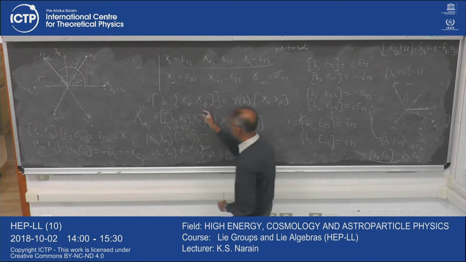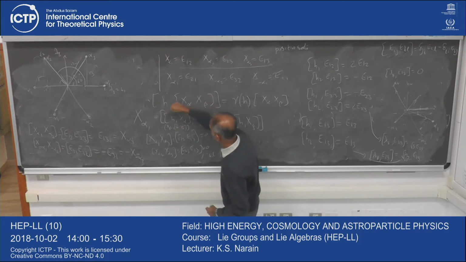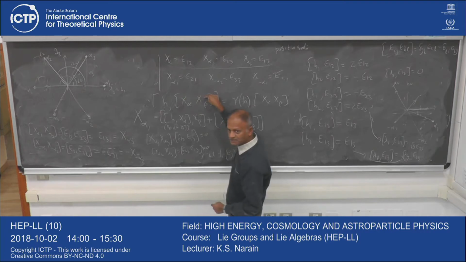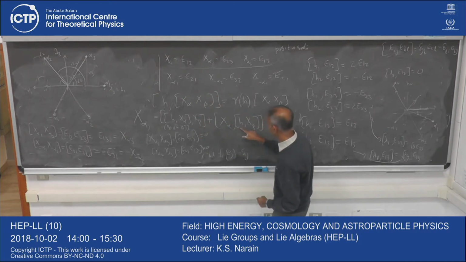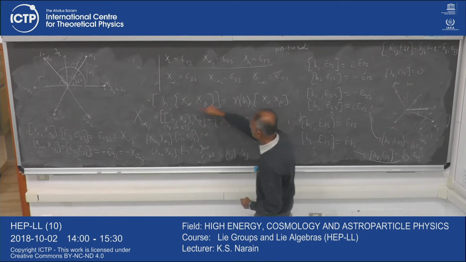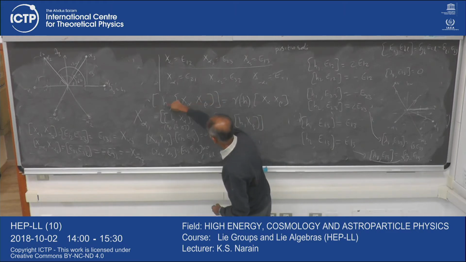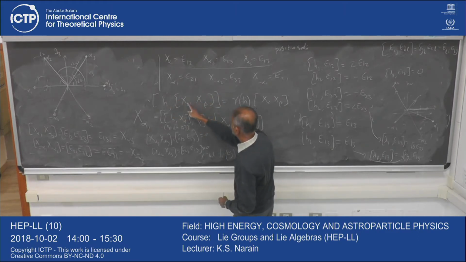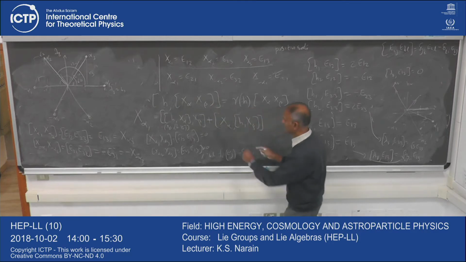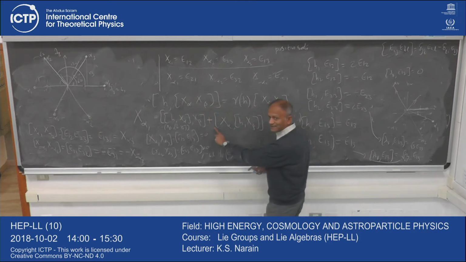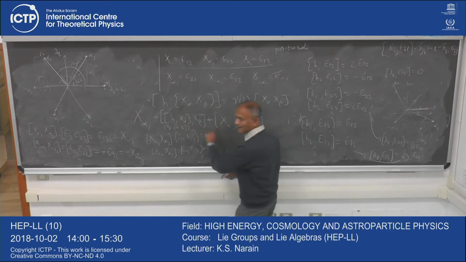So what have I done here? If I take it on the other side, it will be plus. That's exactly cyclically moving: x beta goes there, h comes here, x alpha comes there. That's one. And here, x alpha has gone there, x beta has gone there, and h has come there. But because when I take it on the other side I have a minus sign, the Jacobi identity tells you that this is equal to that.